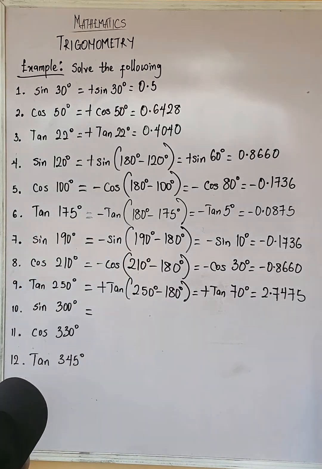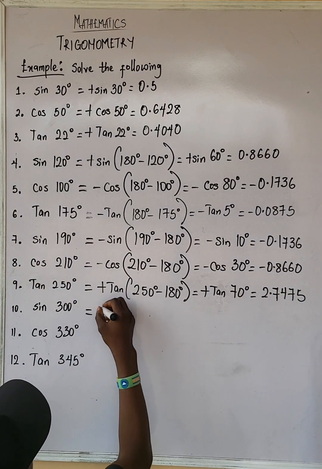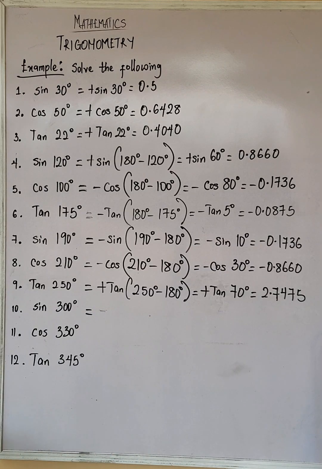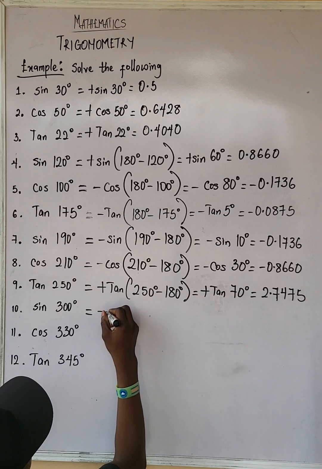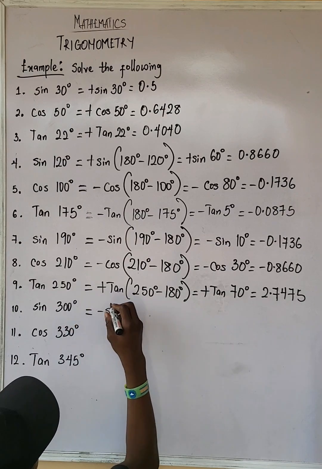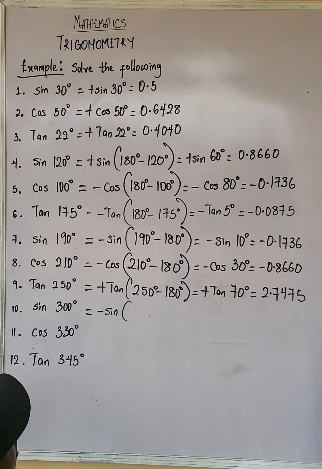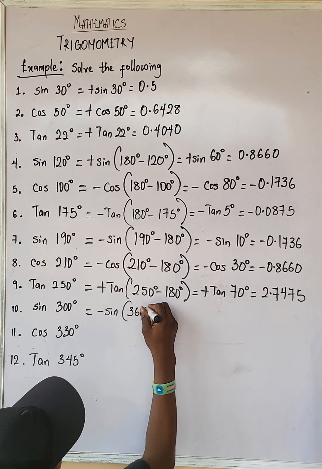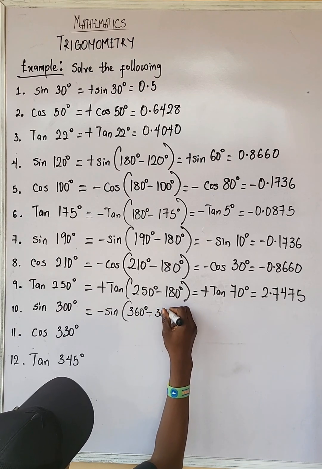Now, it means that only cos is positive on the fourth quadrant. So my sign here is negative, right? The sign here is negative. So that will be minus sine. So how do you get the angle on the fourth quadrant? We say 360 degree minus that angle. So here it will be 360 degree minus 300 degree.